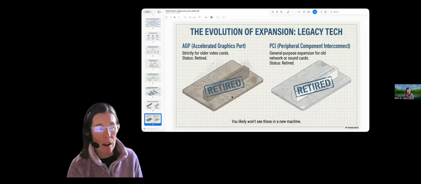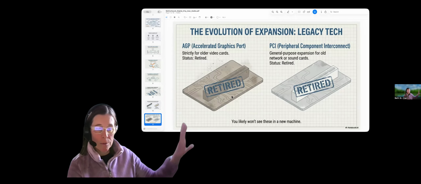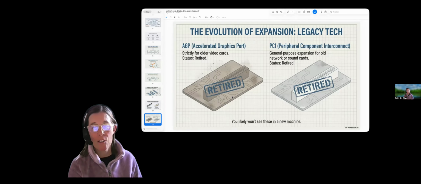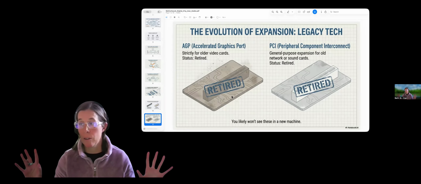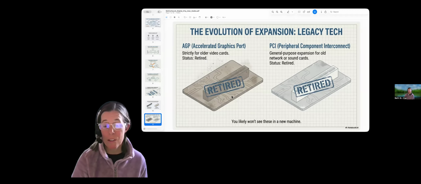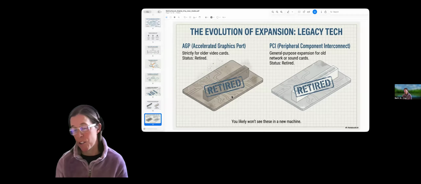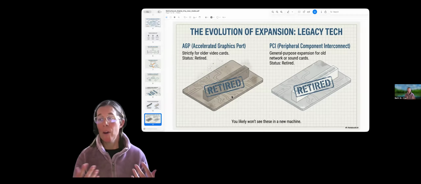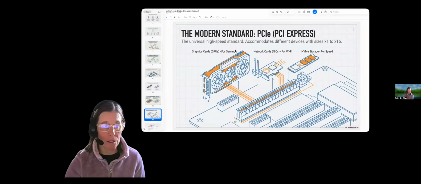AGP is an accelerated graphics port. This is what we use for old video cards. Retired, gone. PCI is used for general purpose expansion, retired, gone. Now, sometimes you will still see it built into the motherboard. That's because if you want to attach a legacy device, you have that capability. But for the most part, they're pretty much gone at this point.